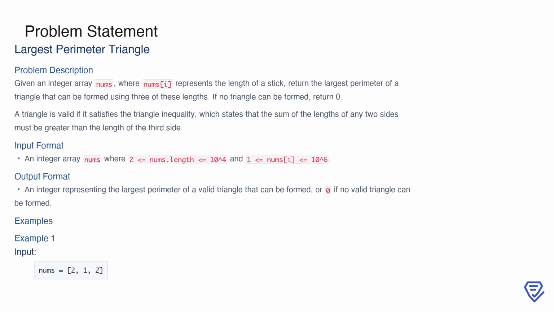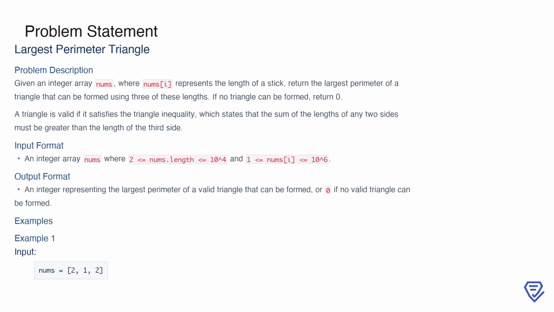In this problem, we need to determine the largest perimeter of a triangle that can be formed using 3 stick lengths chosen from an array nums. If no valid triangle can be formed, we simply return 0. For a triangle to be valid, it must satisfy the triangle inequality, which states that the sum of the lengths of any two sides must be greater than the length of the third side.